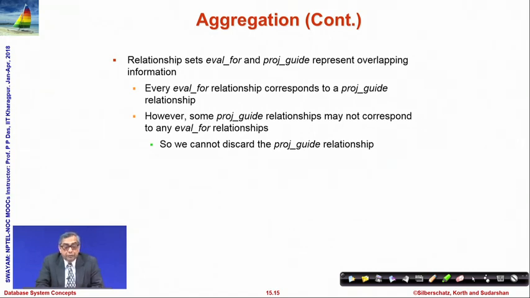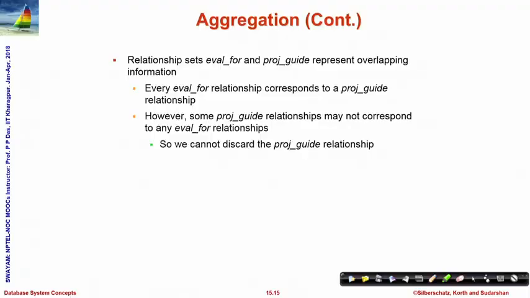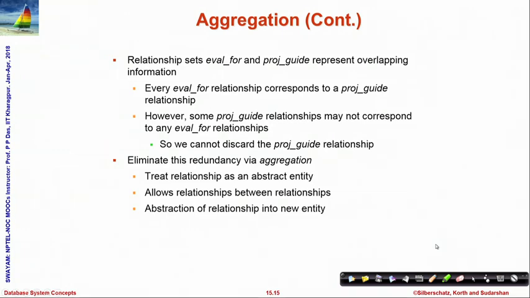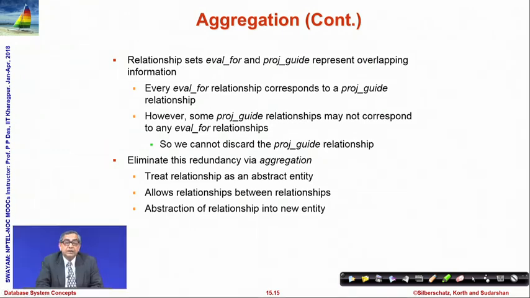So, if we have to represent the information only for the eval for relationship, we will get partial information, because it is possible that some entities in project guide do not feature in eval for, but need to be preserved, because I need to remember the project guide, instructor, the student and the project. So, we need to keep both, duplicating the information. So, we can use aggregation to eliminate this duplication or redundancy of information.